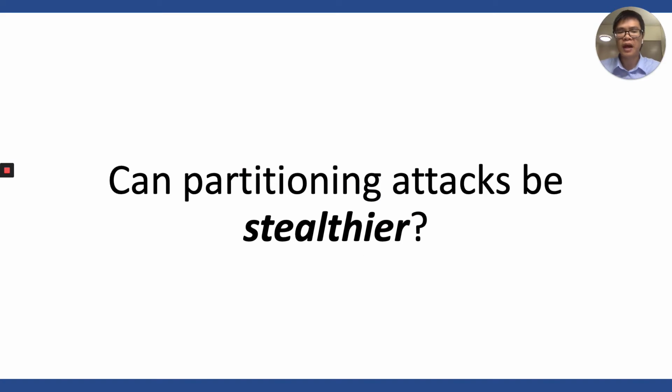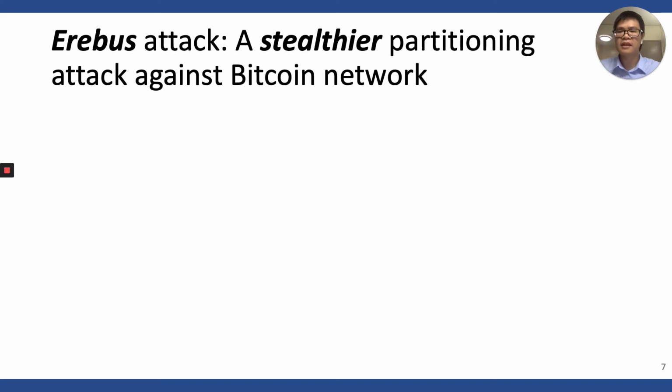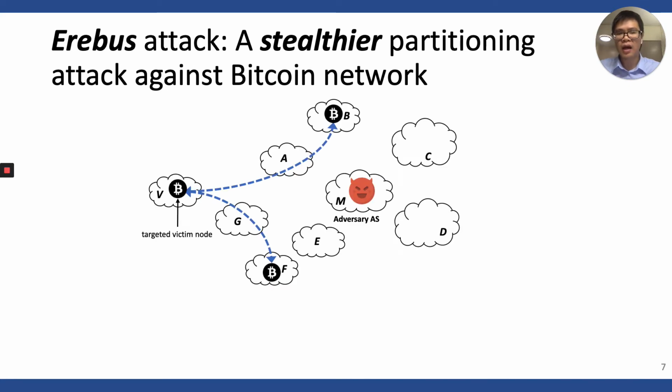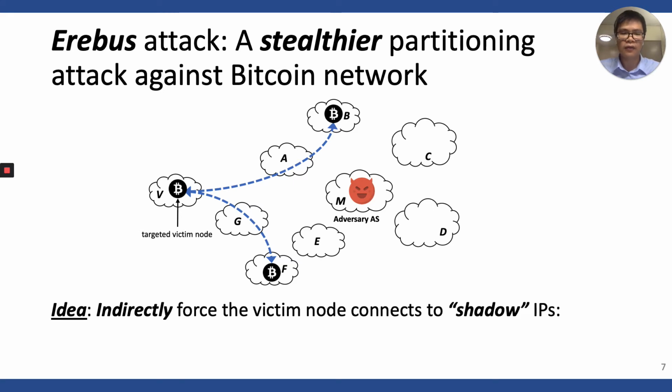In this talk, we ask, can a partitioning attack be stealthier? The answer is yes. We present the Erebus attack, a much stealthier partitioning attack against the Bitcoin network. Our Erebus attack requires the same attack capabilities as the previous work, which is controlling an ISP. The attacker's role here is to control all connections of the victim node, as you can see on the left-hand side in these figures.